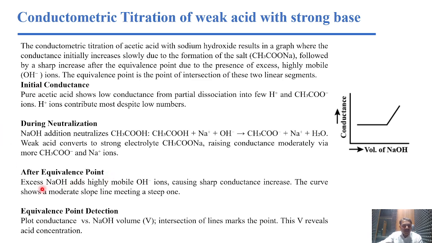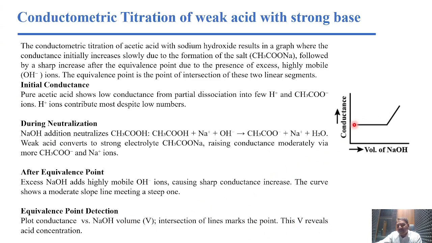After the equivalence point, excess NaOH adds highly mobile OH- ions, causing a sharp conductance increase. The curve shows a moderate slope line meeting a steep one. Equivalence point detection: plot the conductance versus NaOH volume V. The intersection of the lines marks the point. This V reveals the acid concentration.